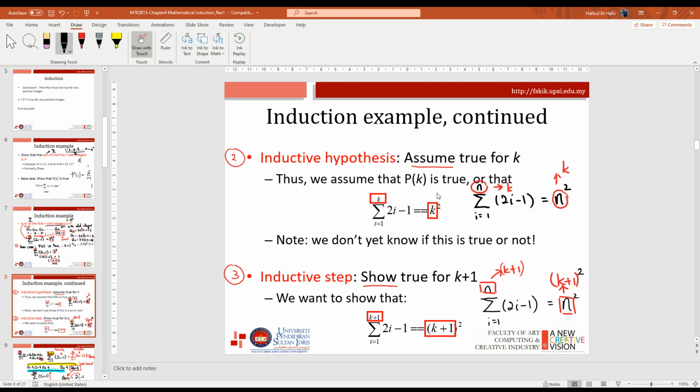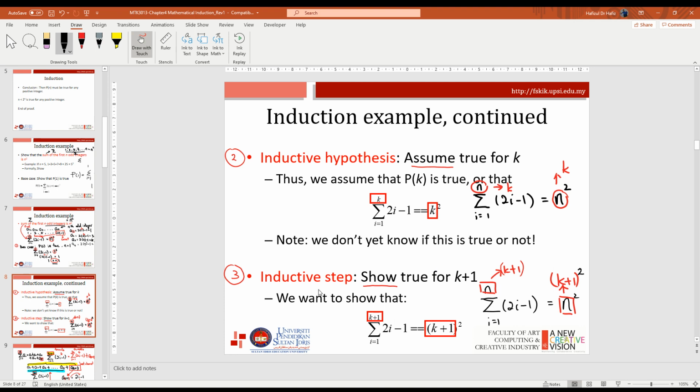We assume that P(k) is true, where k is the maximum for i starting from 1. This is the formula: the sum of the terms (2i minus 1) is equivalent to k power of 2. Okay, k power of 2 is equivalent to n power of 2. We don't know yet if this is true or not, so we should prove it. Later I will show you.